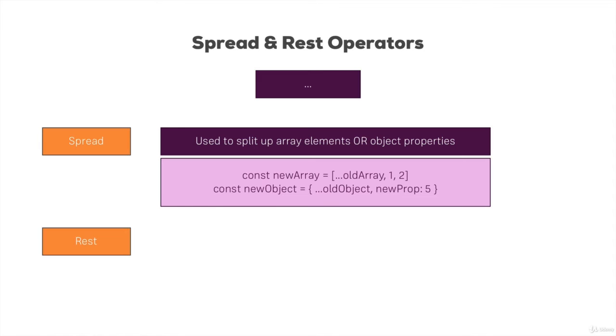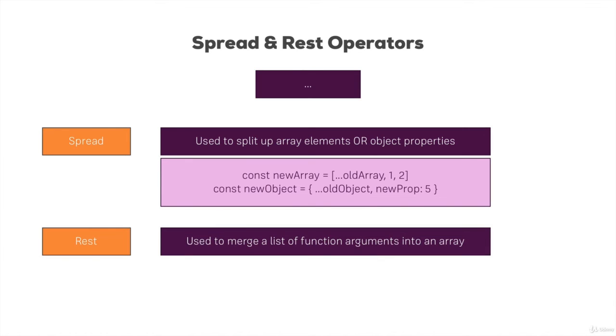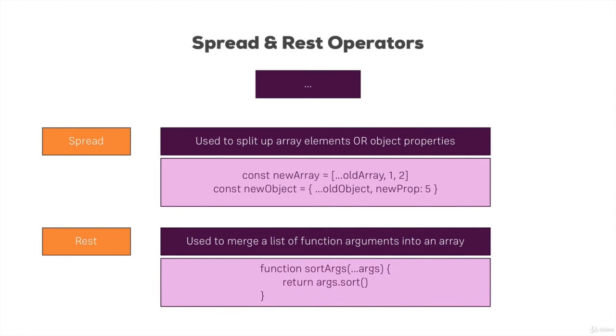Now, the rest operator is the same operator, but used differently. Here it's used to merge a list of function arguments into an array. And this shows us where we use it. We use it in a function argument list. Here's an example. Sort args receives an unlimited amount of arguments. So 1 argument, 2, 3, or whatever. With ... we only write 1 argument, args, but we may actually receive more than 1, and they will all be merged together into an array. So then we can apply array methods to our argument list or do whatever we want to do with our conveniently stored arguments. Let's have a look at both usages on JSBin then.